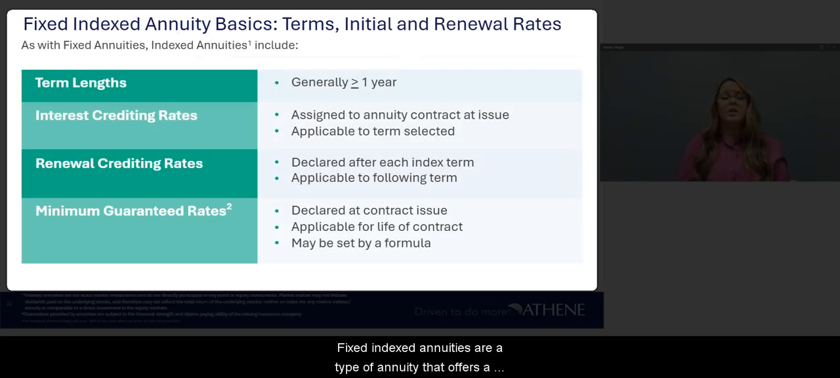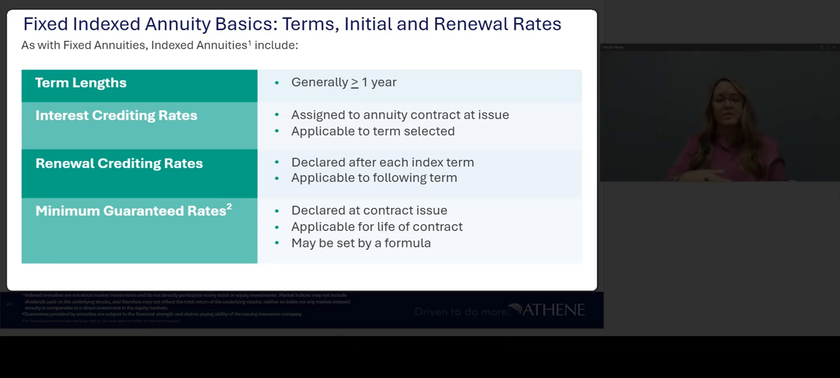Fixed indexed annuities are a type of annuity that offers a combination of growth potential and protection from market downturns. Here are some basics on FIAs. Contract lengths: FIAs typically have a contract term ranging from 5 to 10 years. During this period, a client's money can grow according to the terms of the annuity. The surrender period is the time during which a client may incur a penalty if funds are withdrawn. It usually matches the contract term.